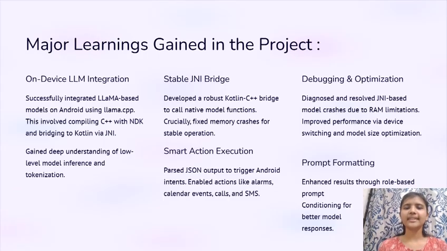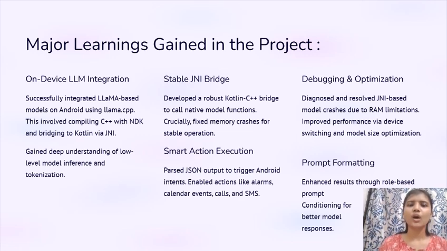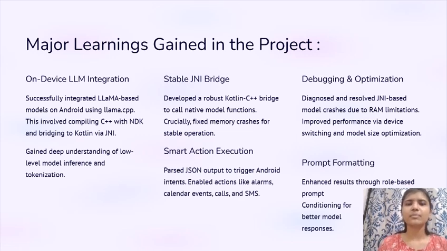We successfully integrated an LLM-based model directly into an Android phone using llama.cpp. This required compiling the model using CMake and the Android NDK into .so libraries and linking them to Kotlin using JNA. We learned a lot about how on-device inference works, how prompts are tokenized, and how responses are generated, all without using the internet. We also built a stable bridge between Kotlin and native C++ code.